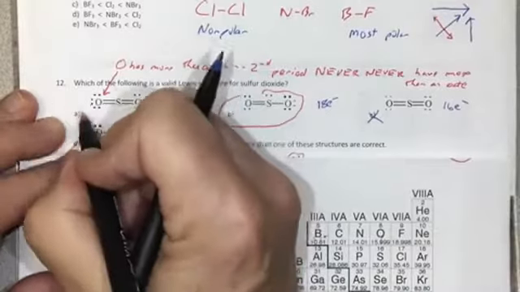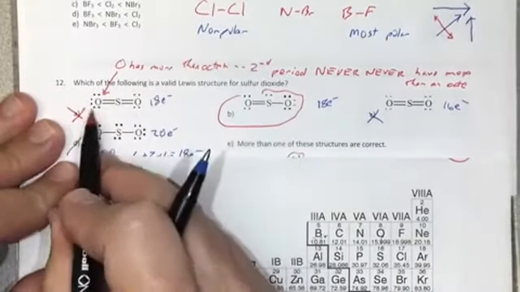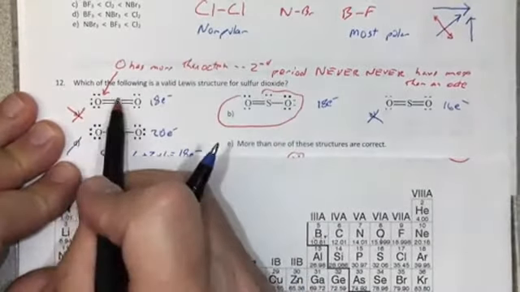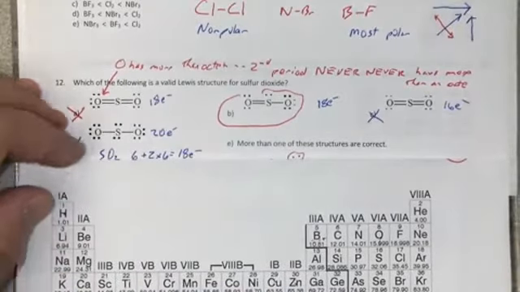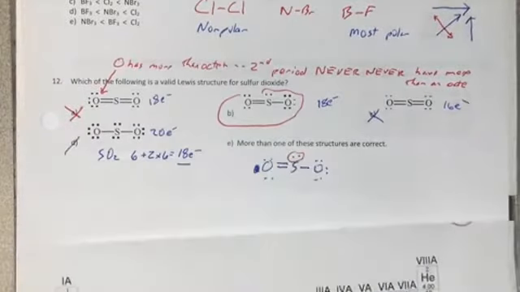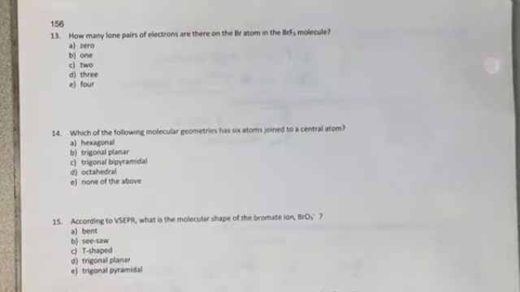So choice A is incorrect because oxygen has more than an octet and because there's no lone pair of electrons on sulfur. So the correct answer to number 12 is choice B. Okay, we'll turn the page over and go to question number 13. This says how many lone pairs of electrons are on the bromine atom in BrF5.